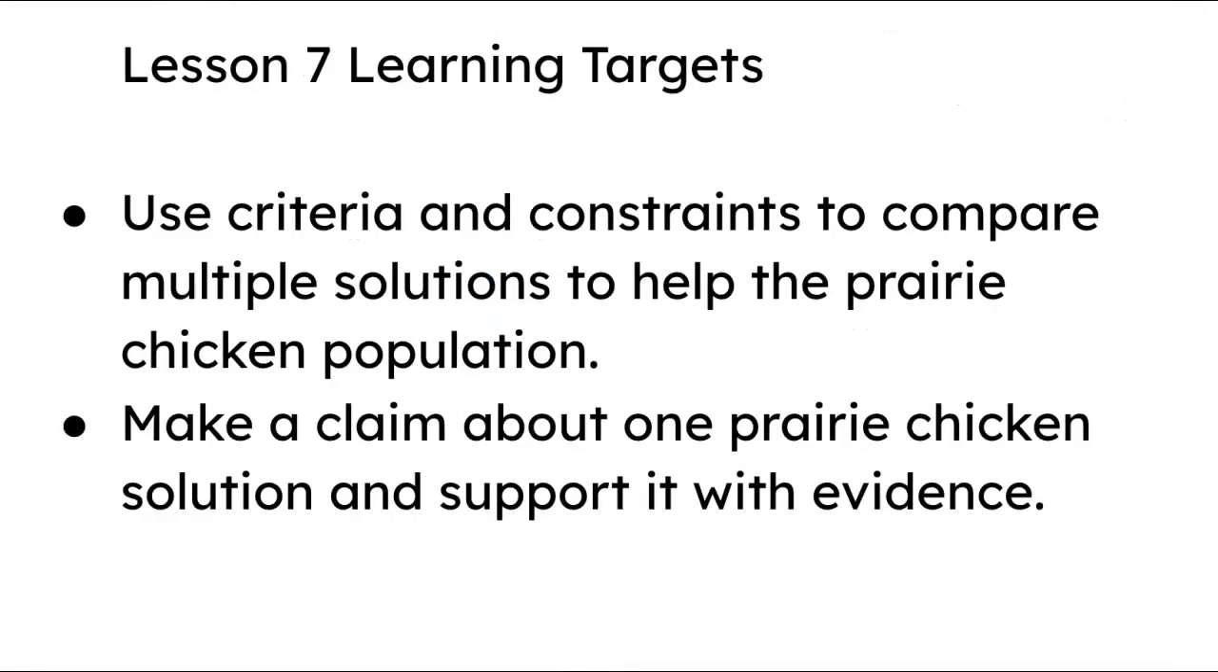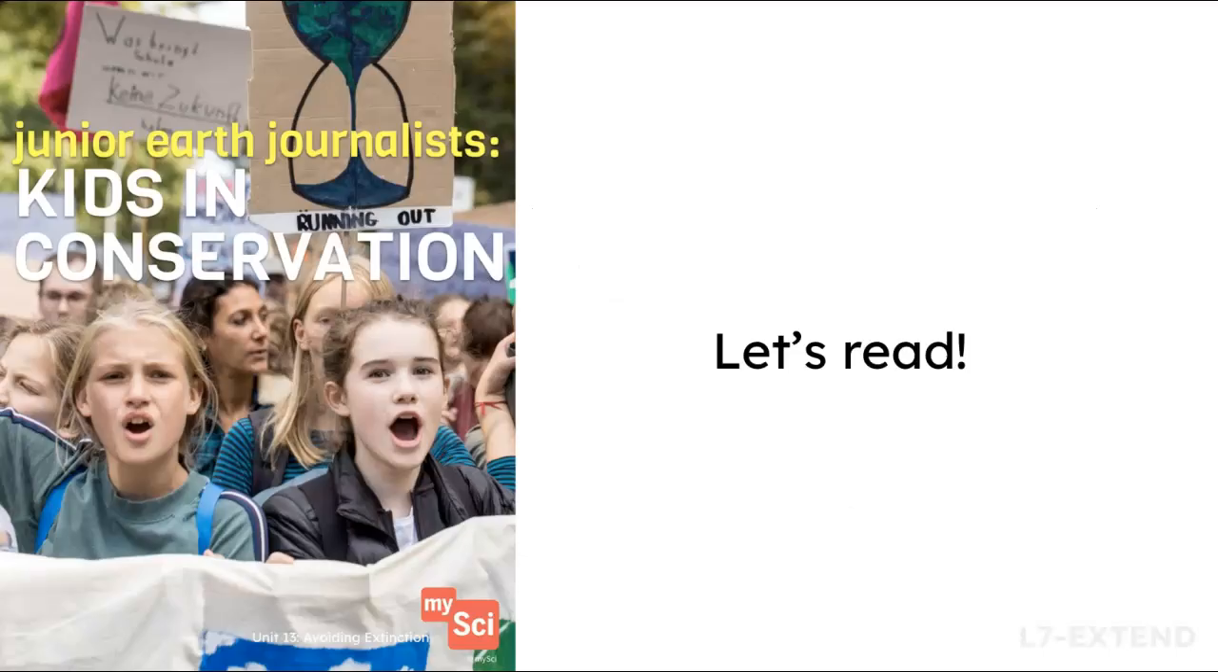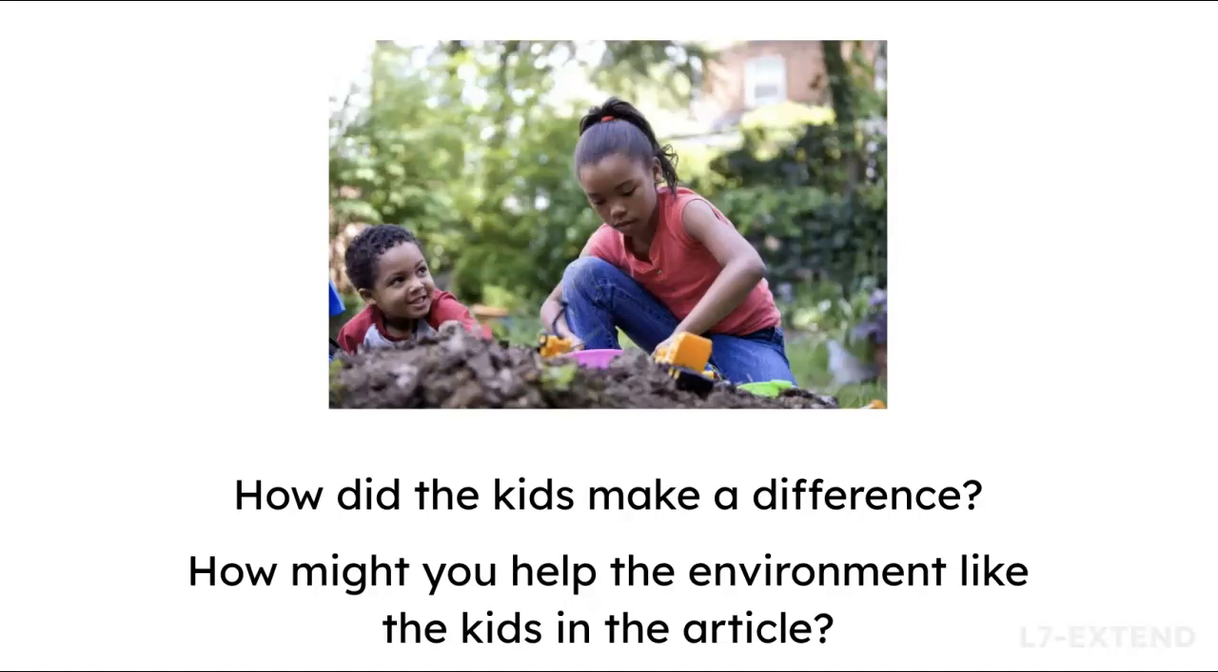By the end of this lesson, students will have used criteria and constraints to compare multiple solutions to help the prairie chicken population, and made a claim about one prairie chicken solution and supported it with evidence. For the optional Extend, you can have students read Junior Earth Journalists. You can have students share ways they can help conserve or protect wildlife species and areas in their community.